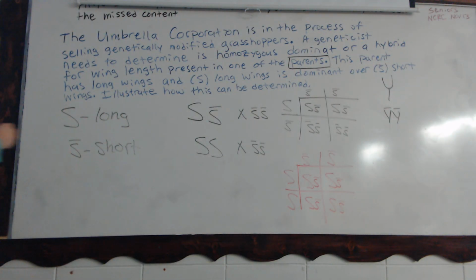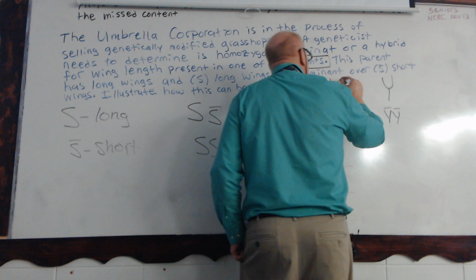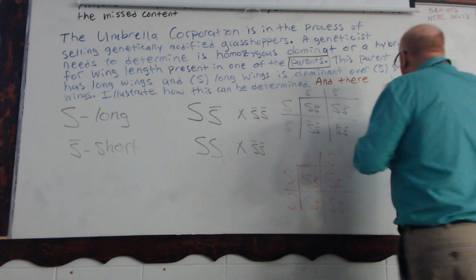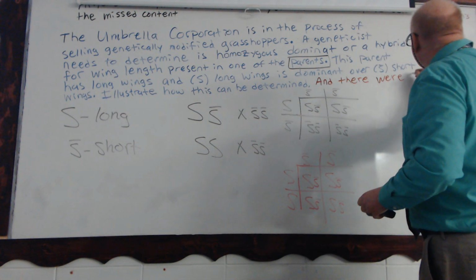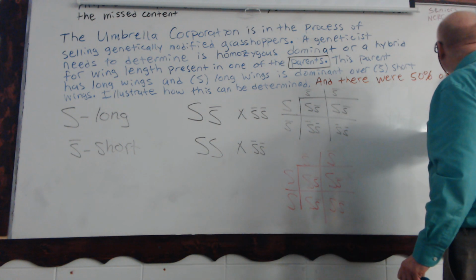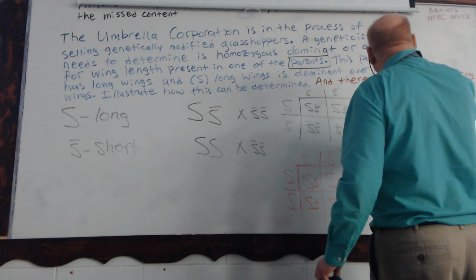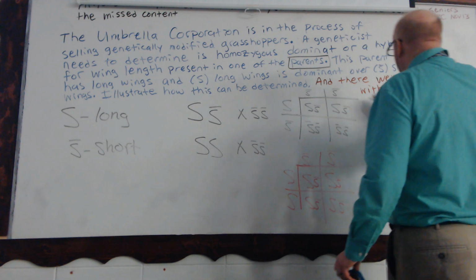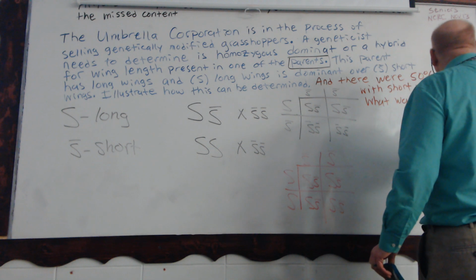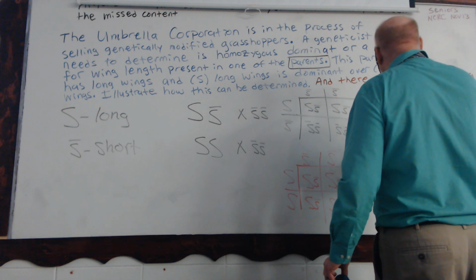So part two of this might say, and there were 50% offspring with short wings. What was the parent's genotype? Okay.